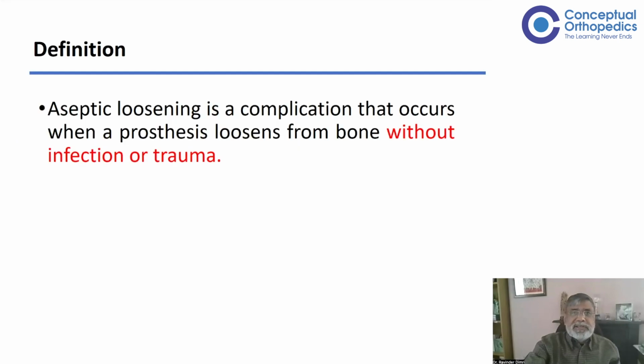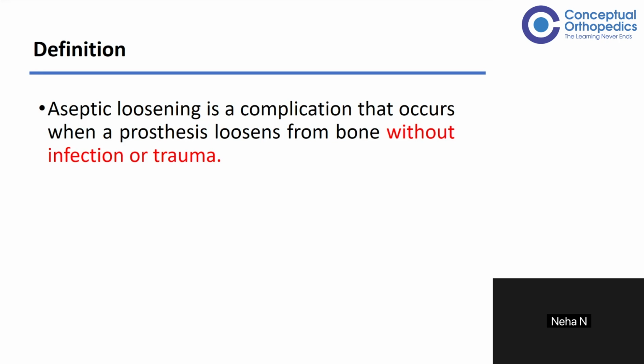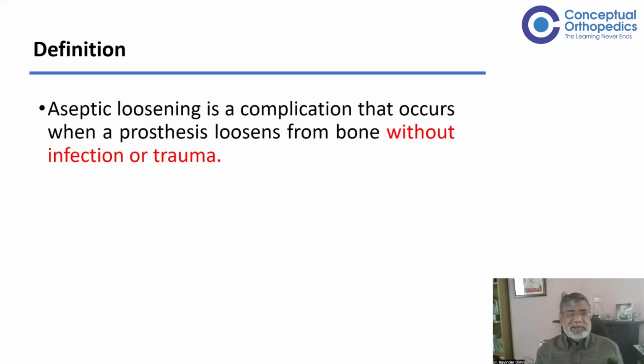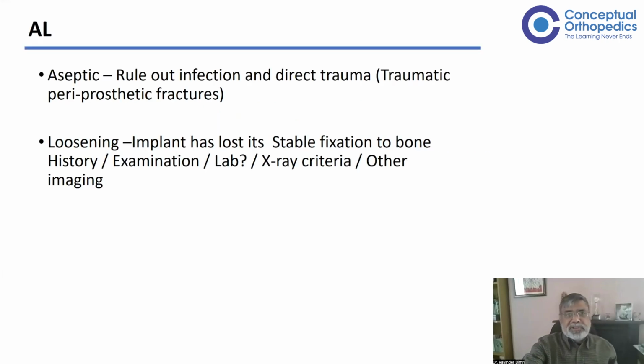Okay, so the definition of aseptic loosening is this. Neha, can you read that? Yes, sir. Aseptic loosening is a complication that occurs when a prosthesis loosens from bone without infection or trauma. So that means every time you see a prosthesis and you're thinking of aseptic loosening, you have to rule out that this is not directly related to trauma or an infection. So aseptic means without infection. Every time you have to rule out infection or a direct trauma. And I'll come to the confusing B3 periprosthetic fracture.